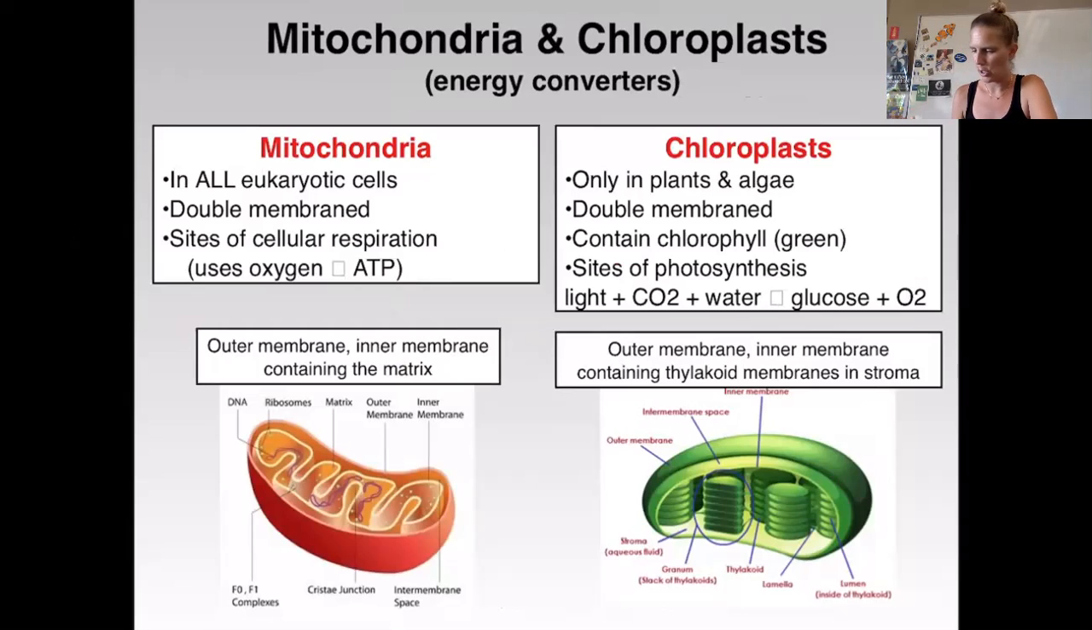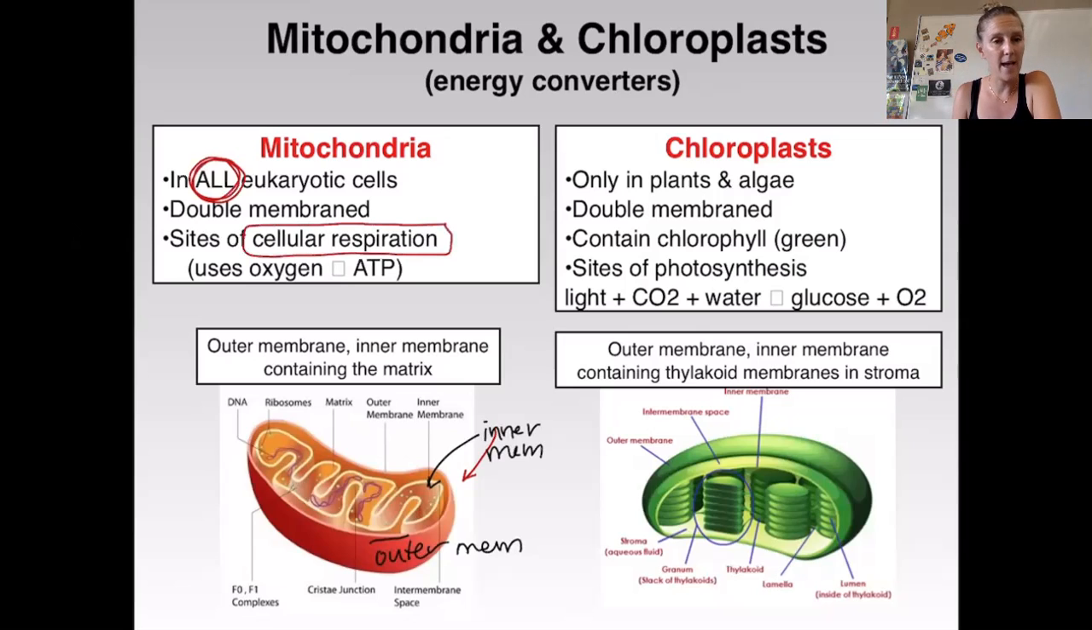Let's start with mitochondria. So first off, mitochondria is in every single eukaryotic cell, all of them. It's a requirement. It is double membraned, and you can see that down here in the image. So you have an outer membrane, and then you have an inner membrane, right? Outer and an inner membranes. The mitochondria represent sites of cellular respiration.